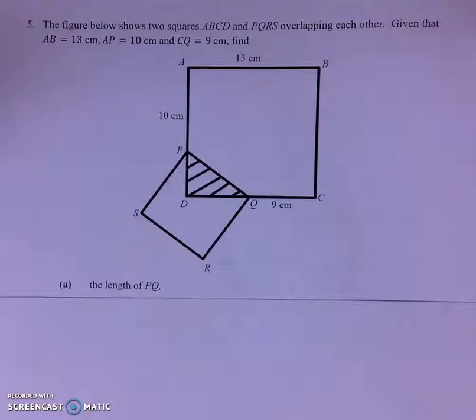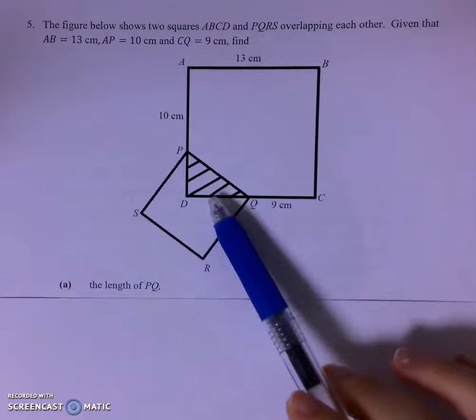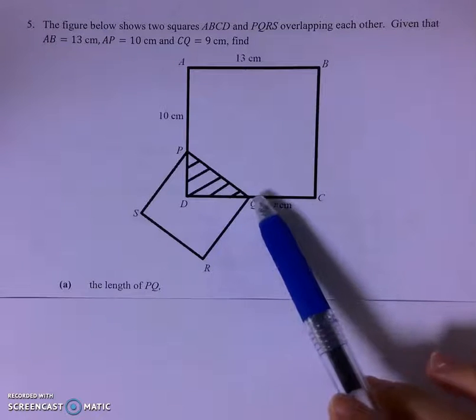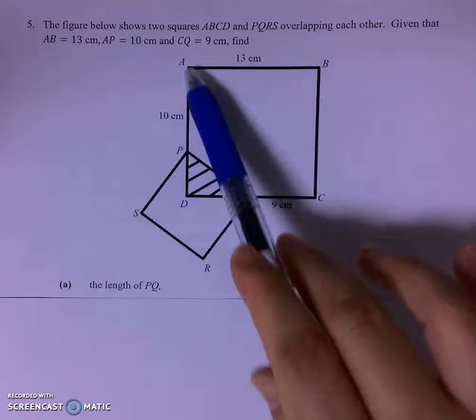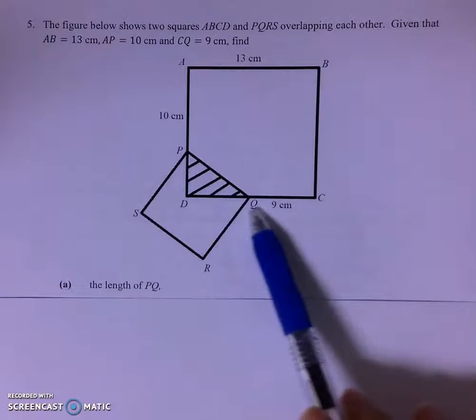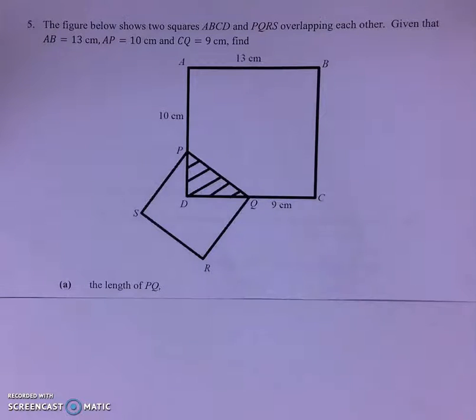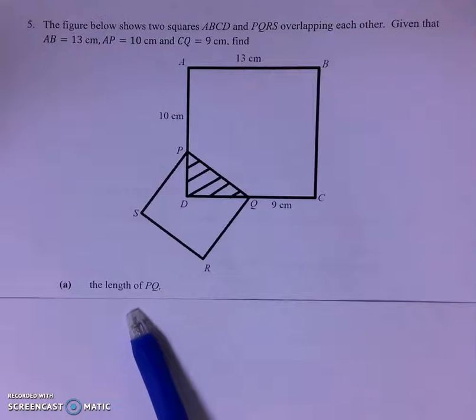We're looking at question 5 of the 2E revision worksheet for term 3WA. The figure below shows two squares ABCD and PQRS overlapping each other. Given that AB is 13, AP is 10, and CQ is 9 cm, part A requires us to find the length of PQ.